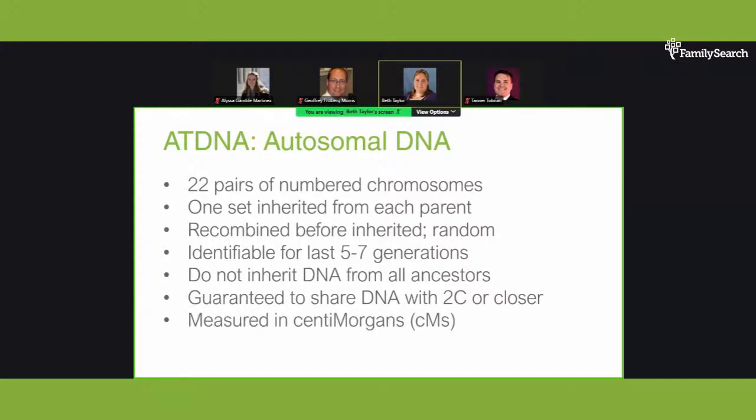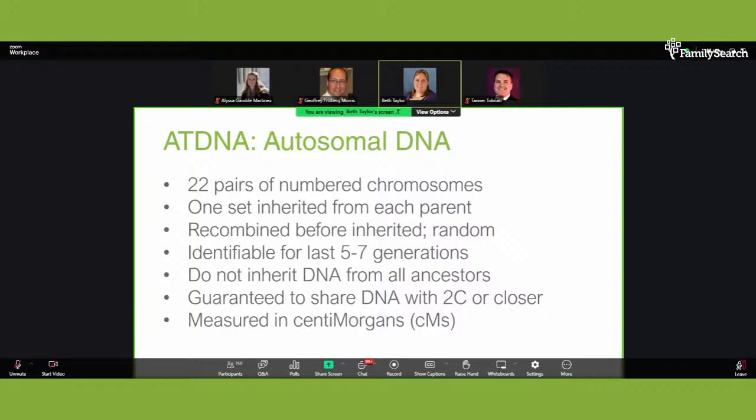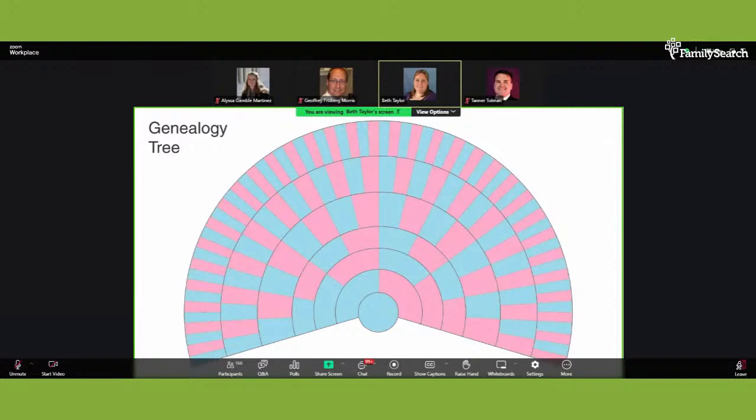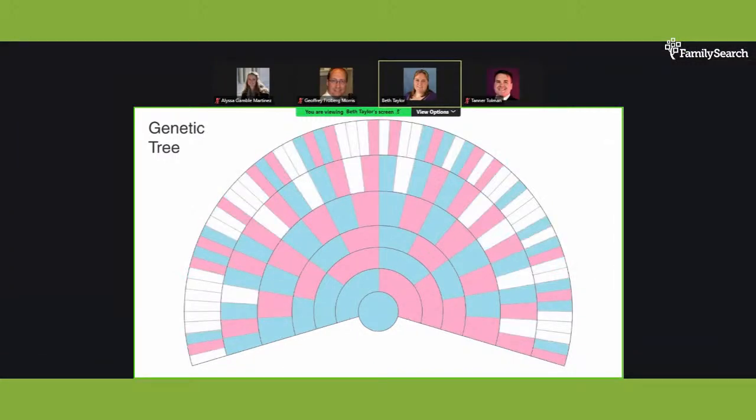Autosomal DNA is measured in something called centimorgans, which is kind of complicated, it's about probabilities and things. I just like to say it's a unit of measurement. And the more centimorgans you share in common, the closer the relationship, is kind of the basic theory. So just as a reminder, you have a genealogy tree, but you will also have what's called a genetic tree, where for some of your ancestors, you just don't have any DNA from those lines. Again, just because you can only get half at every generation.